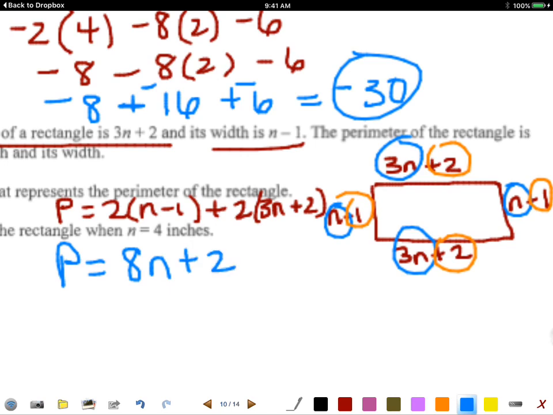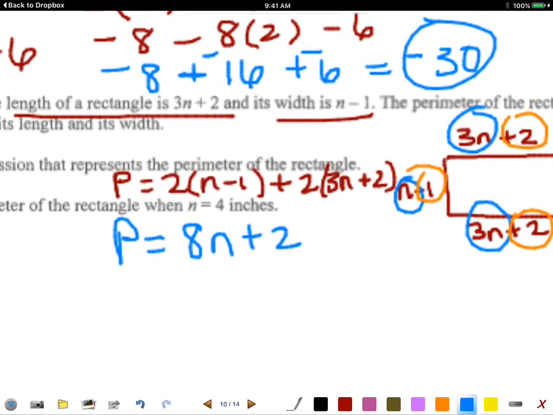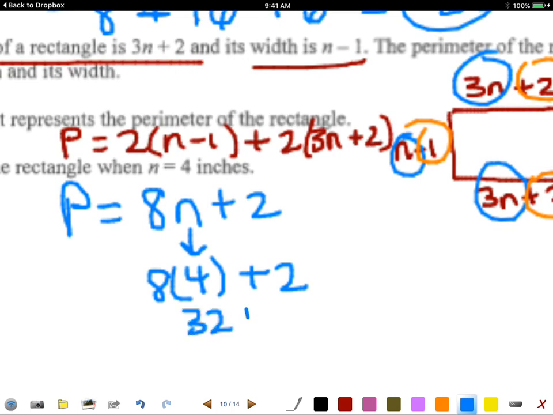So that's another option. Okay, and then for part B it says, find the perimeter of the rectangle when n equals 4. So if n is 4, we have 8 times 4 plus 2. 8 times 4 is 32 plus 2 is 34. What? Inches. Very good.